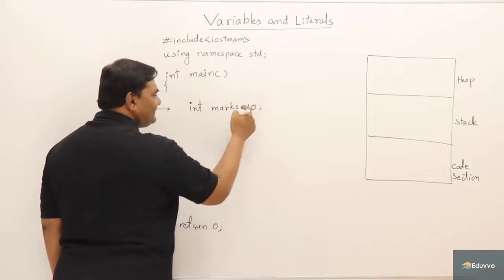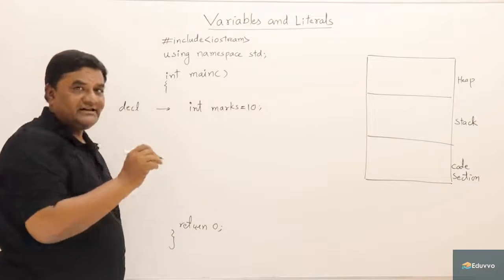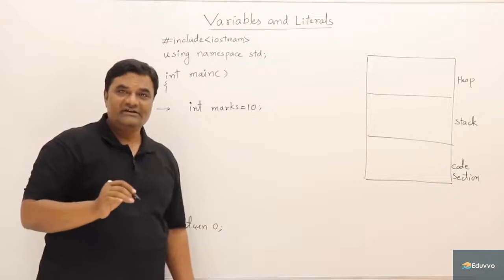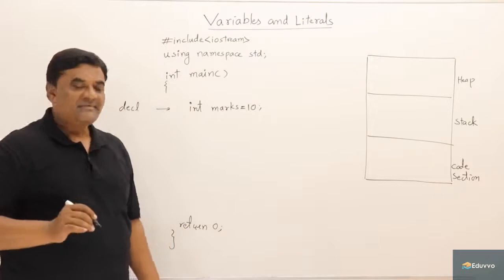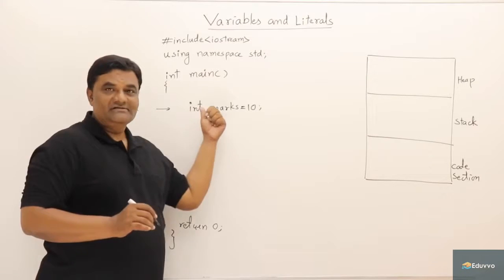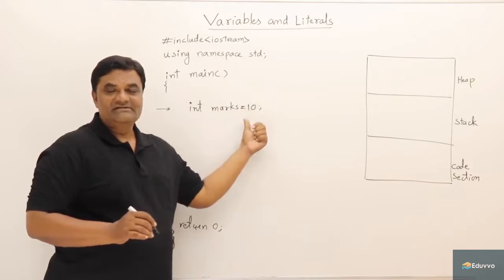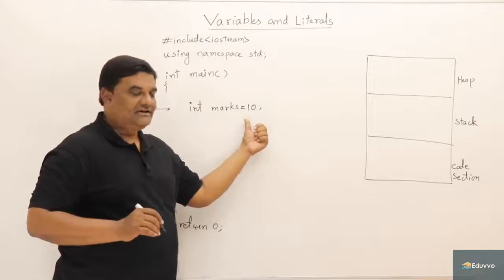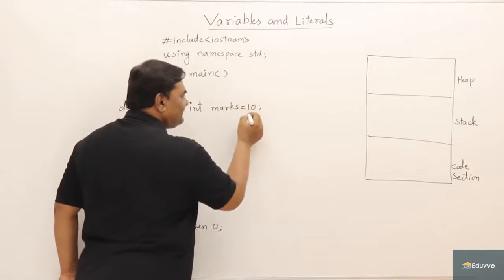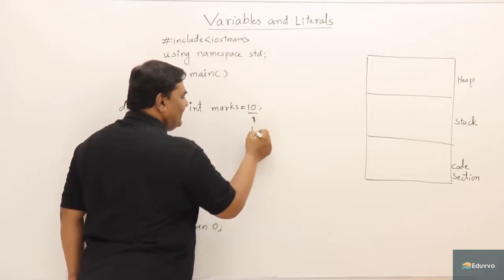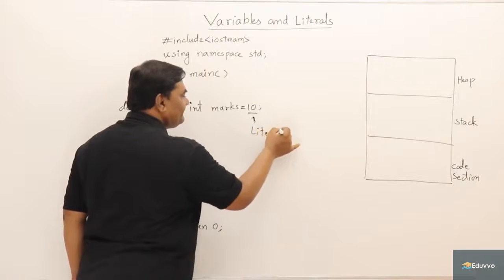So this is called initialization. Initialization is the first value given to a variable when it is declared. So this is a data type, this is the name of a variable, and this is the value assigned to a variable. This direct value that is assigned to a variable is called a literal.